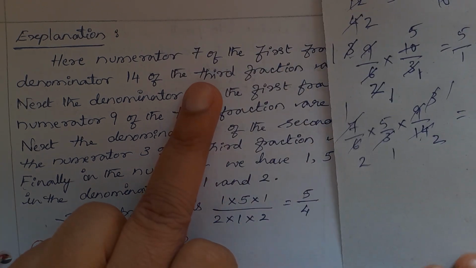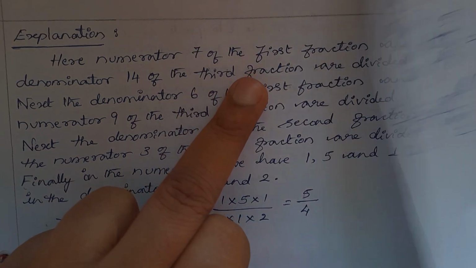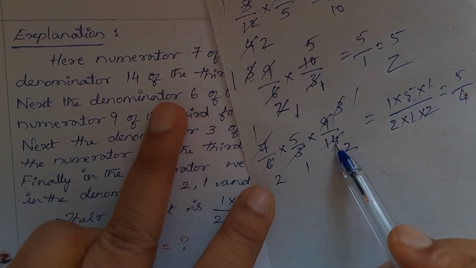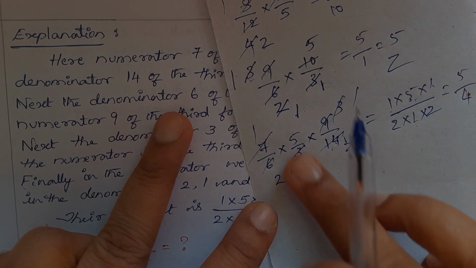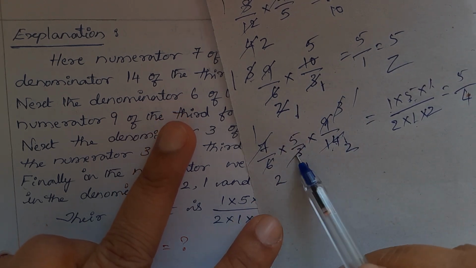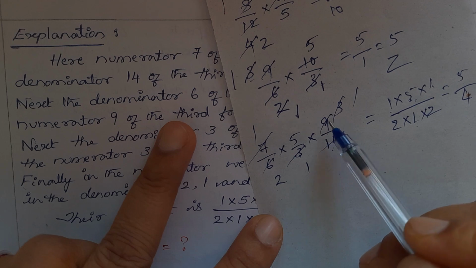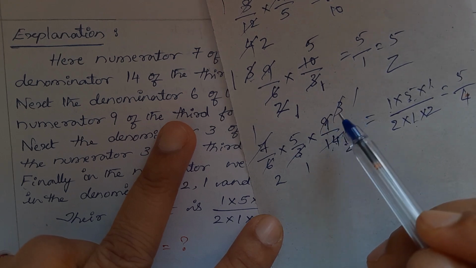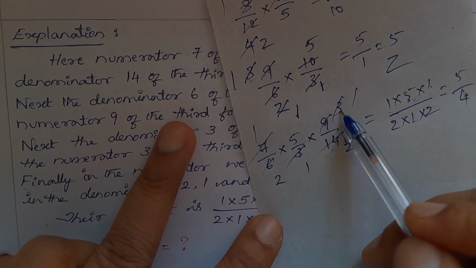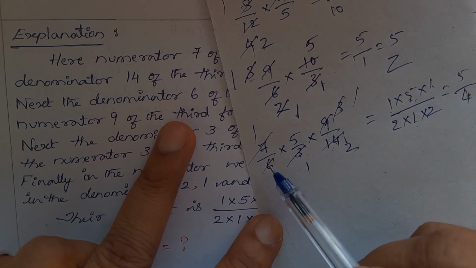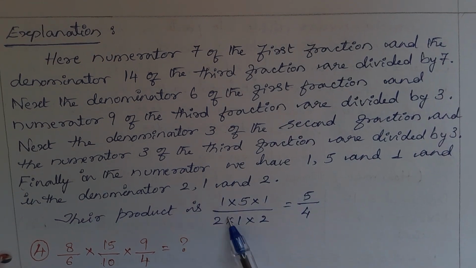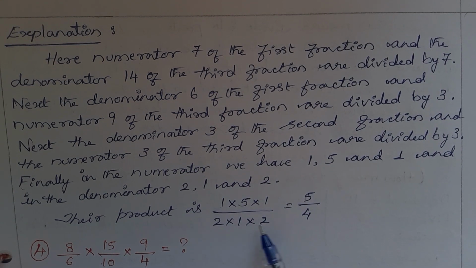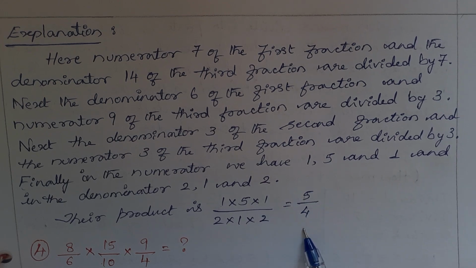Just like I did now. So here the numerator 7 of the first fraction and the denominator 14 of the third fraction cancel. Okay. Next, the 3 in the denominator of the second fraction cancels with the 9 of the third fraction. Next, the 3 in the third fraction cancels the 6 of the first fraction, that's all. So their product is 1 into 5 into 1 divided by 2 into 1 into 2. So that is equal to 5/4.